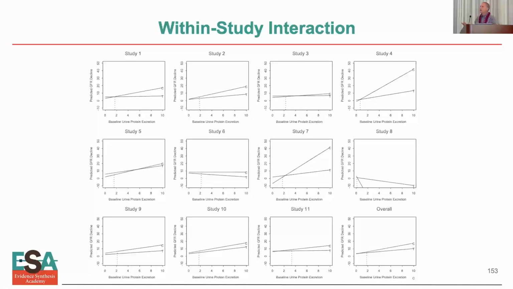This was an example we published in a paper a few years ago showing that if you did the analysis within study, you got an interaction, but if you did the analysis between study, you didn't find that interaction. Okay, we were lucky here to have the individual data so we could actually do this analysis.